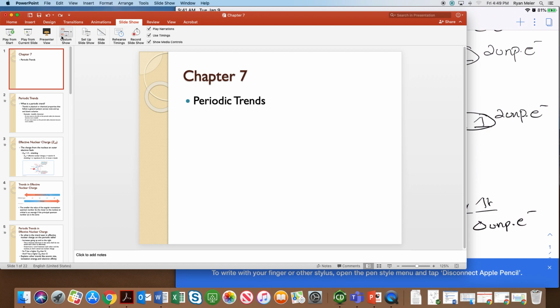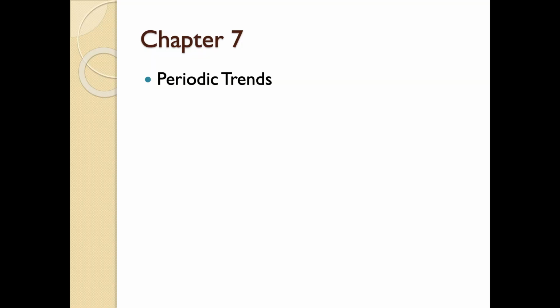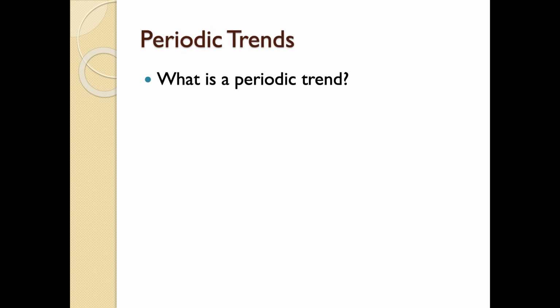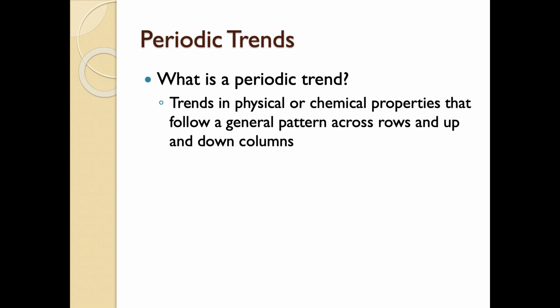So we're going to take a look at our Chapter 7 content, which is mainly focused on what we call periodic trends. A periodic trend is basically any physical or chemical property that follows a general pattern across the periodic table, whether it's across a row or up and down columns. That doesn't mean there can't be exceptions, because most of our trends do have exceptions, but the vast majority of the periodic table usually follows these trends.